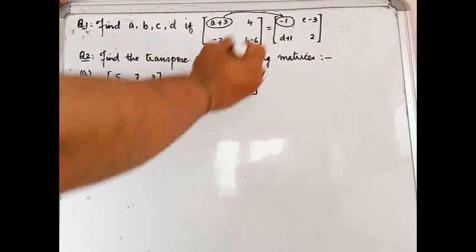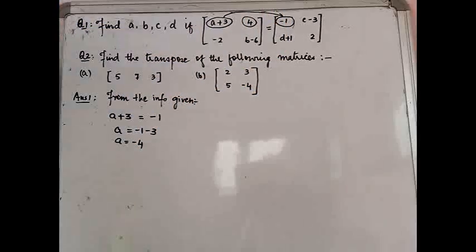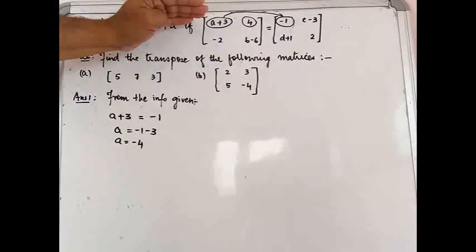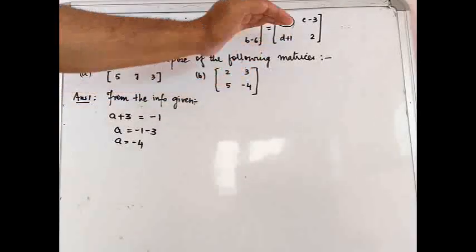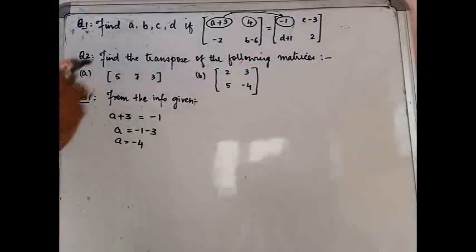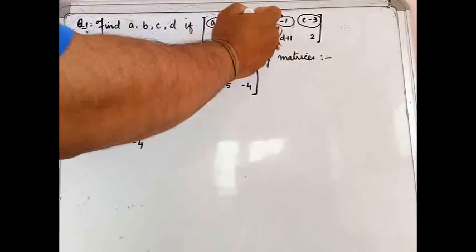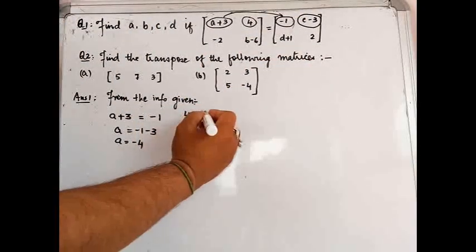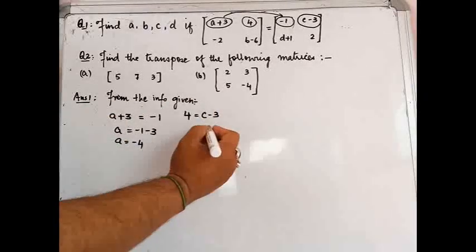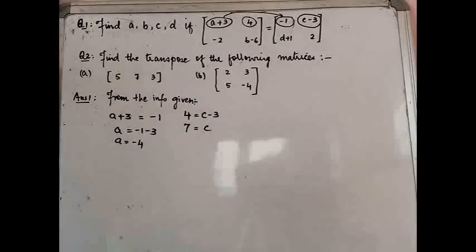Okay, similarly if you want to compare the second one, second one means what? Second entry in the first row. Okay, so first row, second column. Similarly, first row, second column. So this is that second entry that I am talking about. So this 4 corresponds to this c minus 3. Okay, so similarly you can write 4 is equal to c minus 3. Therefore c becomes, this minus 3 will go to the left hand side, it will give you 4 plus 3, which will be 7.